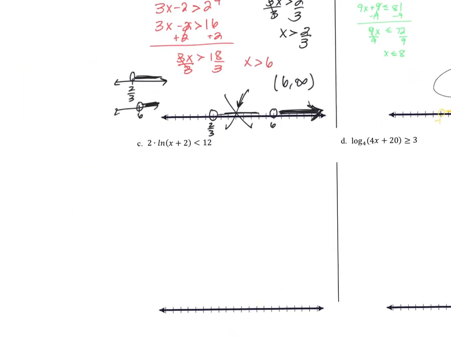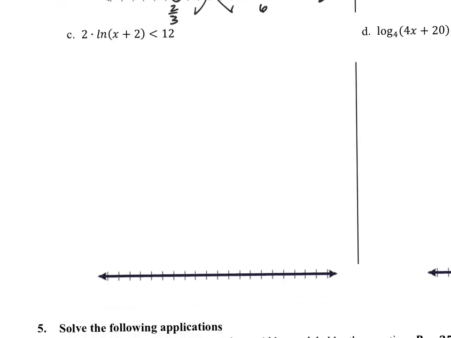Okay, so let's go to the next one. I have to figure out the middle. I like to highlight it and put it in the same color. So I have x plus 2, and it has to strictly be greater than 0. So let's subtract 2 from both sides, and I get x is greater than negative 2.